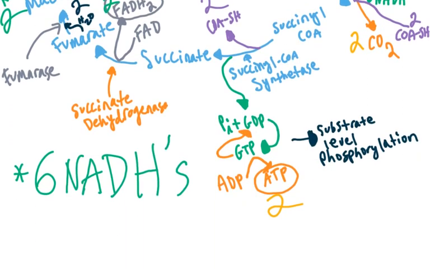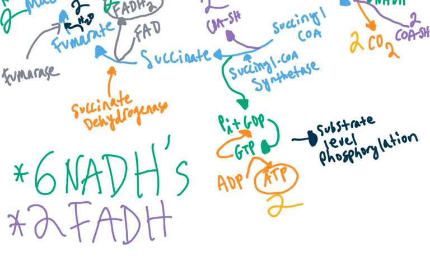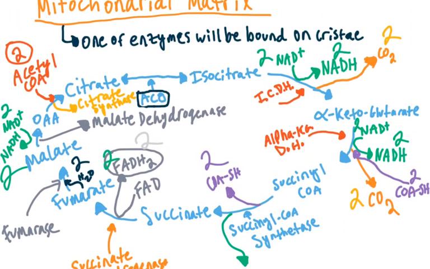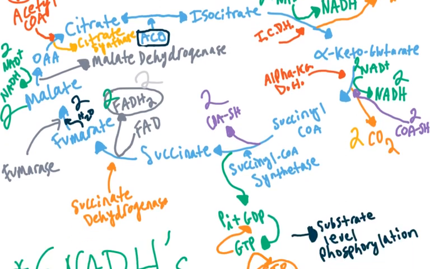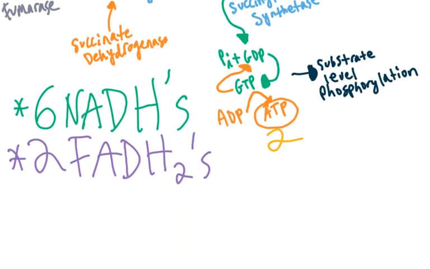So let's go and write that down. We made 2 FADH2s, and let's go and see how many carbon dioxides we released. So we released 2 here and 2 here. So we released 4 carbon dioxide molecules in the Krebs cycle. All right, so let's go and write that down. So we release 4 carbon dioxide molecules in the Krebs cycle.